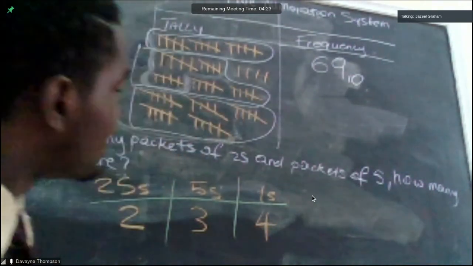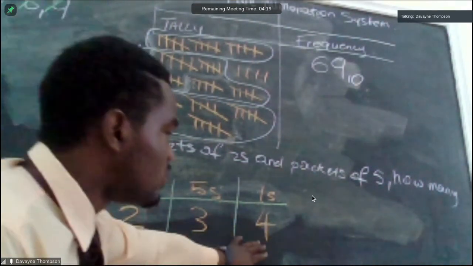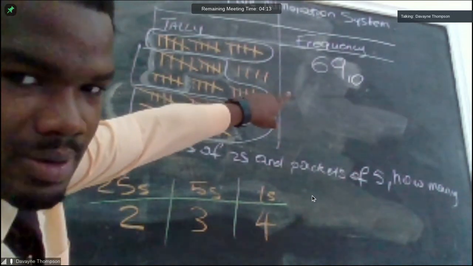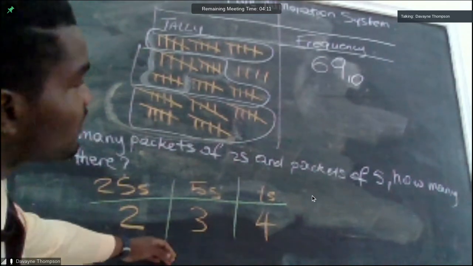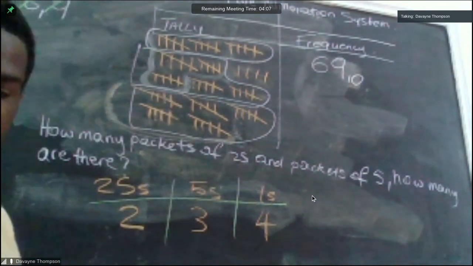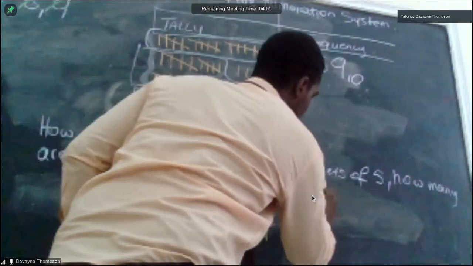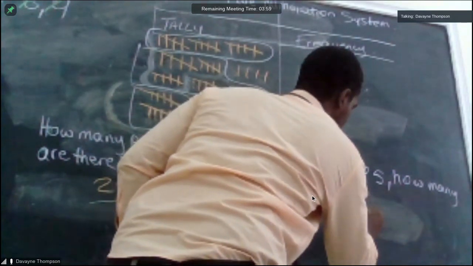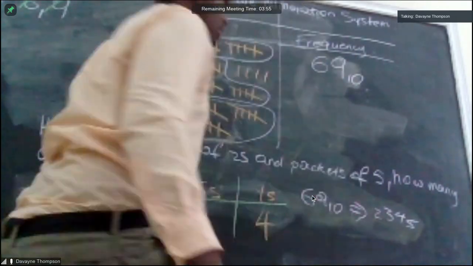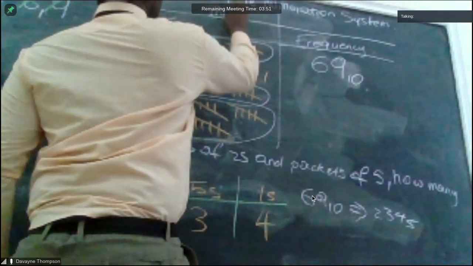Base 5. Yes. Why? You only see numbers ranging from 0 to 4. So therefore, we can convert numbers like 69 to base 5 using a tally system. That's the whole idea here. So let's finish this up. So therefore, we can put here 69 base 10 is equal to 234 base 5. So this was a tally system.